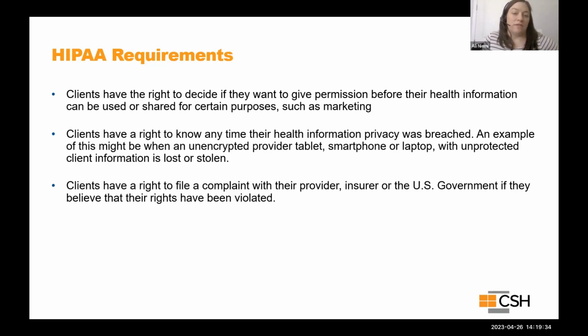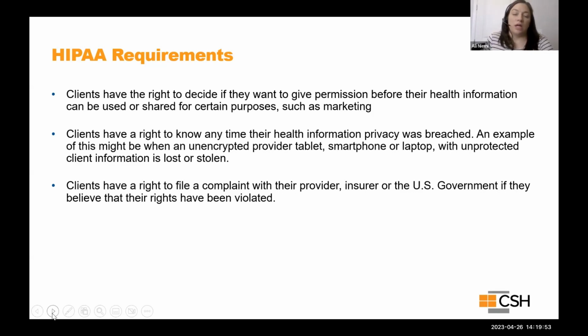Clients have the right to decide if they want to give their permission before their health information can be shared. And they need to know if their health information privacy was breached. They also have a right to file a complaint with the provider, insurer, or the US government.